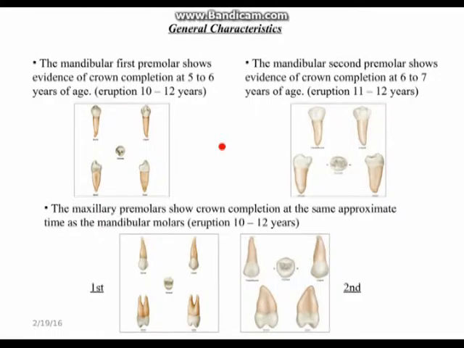The mandibular second premolar shows evidence of crown completion at 6 to 7 years of age. Well, that makes sense because it erupts after the mandibular first premolar, so it erupts at 11 to 12 years of age. The maxillary premolar crown completion is at the same approximate time as the mandibular molars, and it erupts at 10 to 12 years of age. So this is relatively good to know. I just want to stress the eruption sequence of the teeth and the age. That is the key factor for you to know.